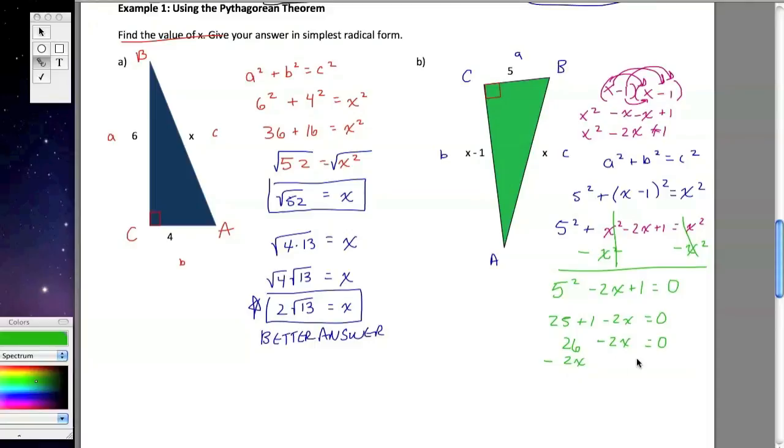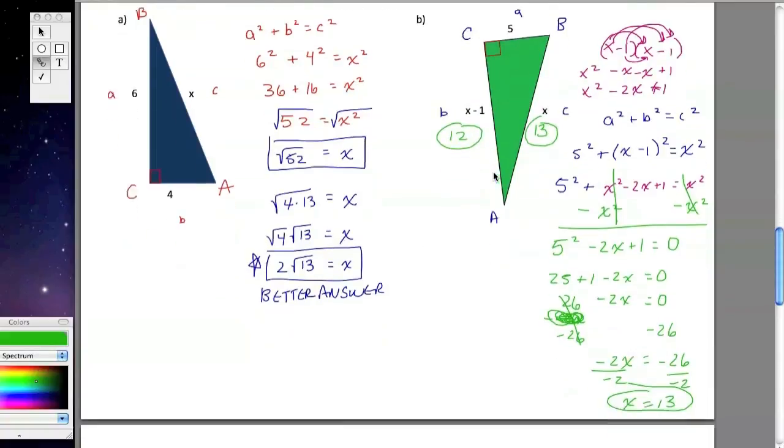I'll subtract 26 from both sides. Whoops, minus 26, minus 26. So minus 2x is equal to minus 26. I'll divide by negative 2 on both sides. x is equal to 13. Now, you'll notice, that doesn't give me the side lengths. Okay? That gives me just x equals 13. So this side is 13, and this side is 12. Notice, we had all whole numbers there, which leads me into my next point.